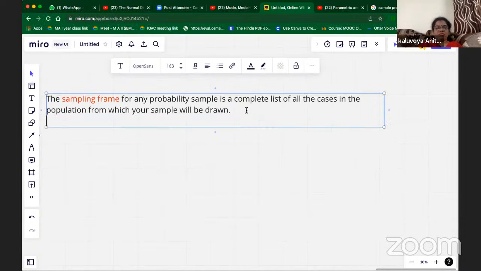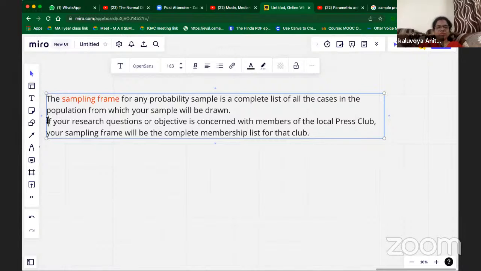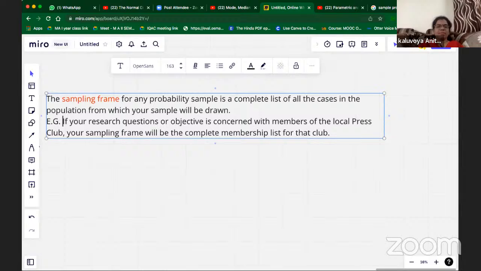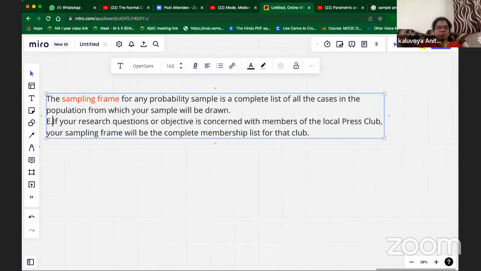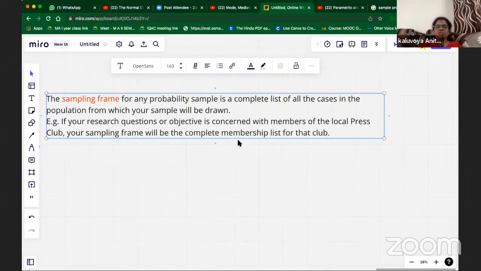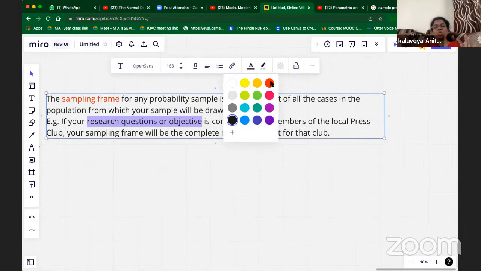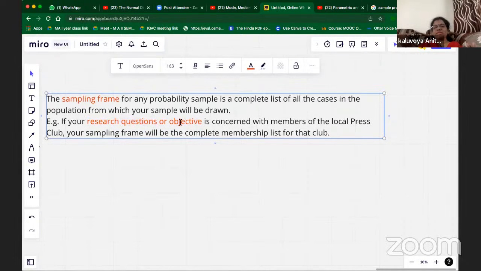I'll just put it here so that this example will be in your mind when you are reading about this. So this is the example of a research question or objective. Now see, when you are doing your research, the question and objective play a key role, because these are the objectives that give you your result.